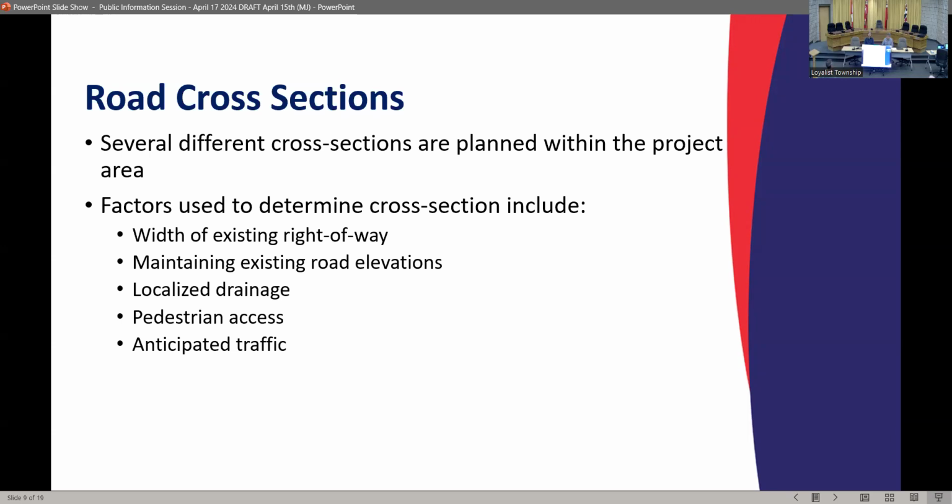I'll just start by saying the cross section used really depends on a number of factors, including the width of the road right of way, what your localized drainage is, the availability of storm sewer, and anticipated traffic, as well as pedestrian use. Next slide, please.